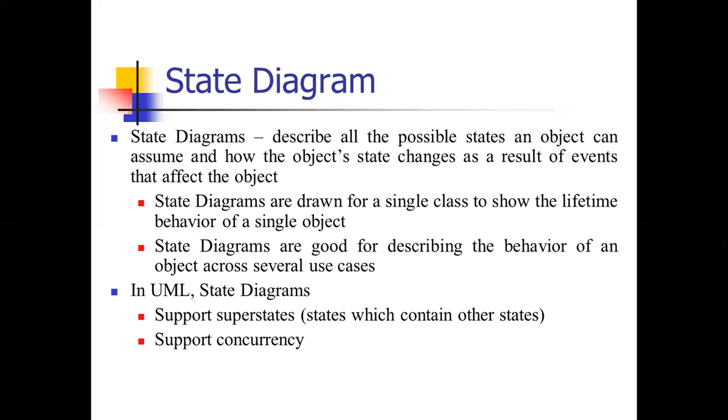So a state diagram gives a dynamic view of a system which shows the changing states of the object it goes through in the system. State diagrams are also called state chart diagrams. It describes all the possible states an object can assume and how the object's states change as a result of events that affect the object. State diagrams are drawn for a single class to show the lifetime behavior of that single object.